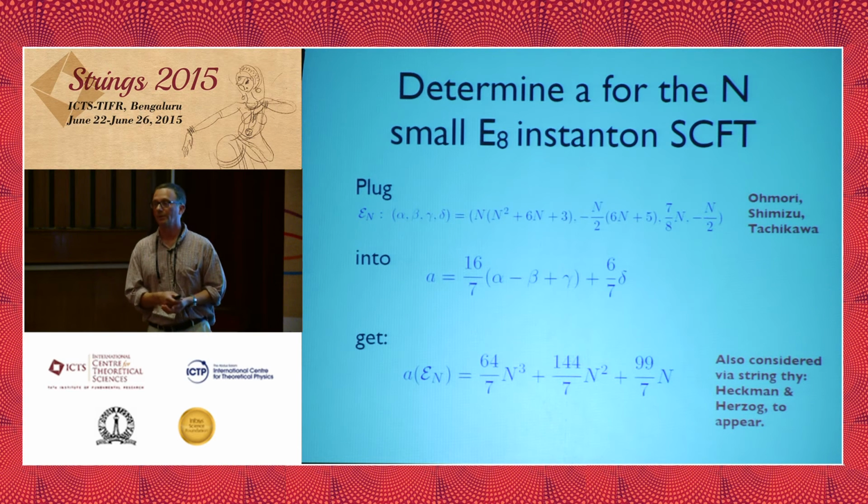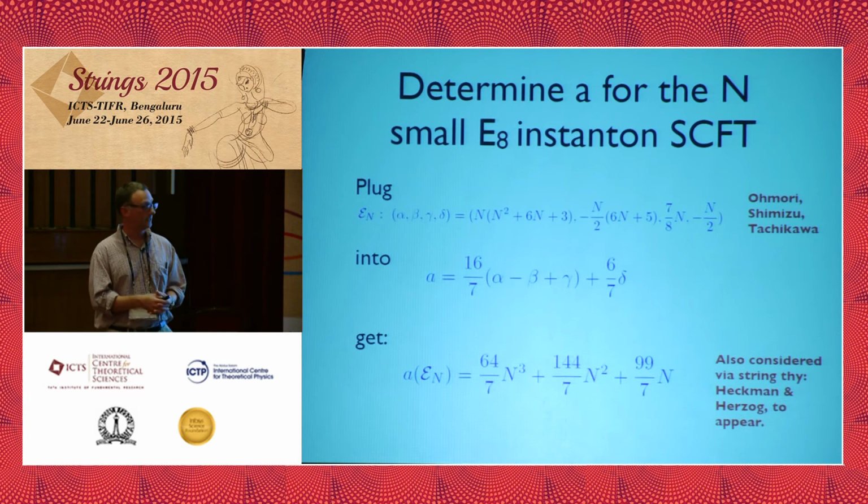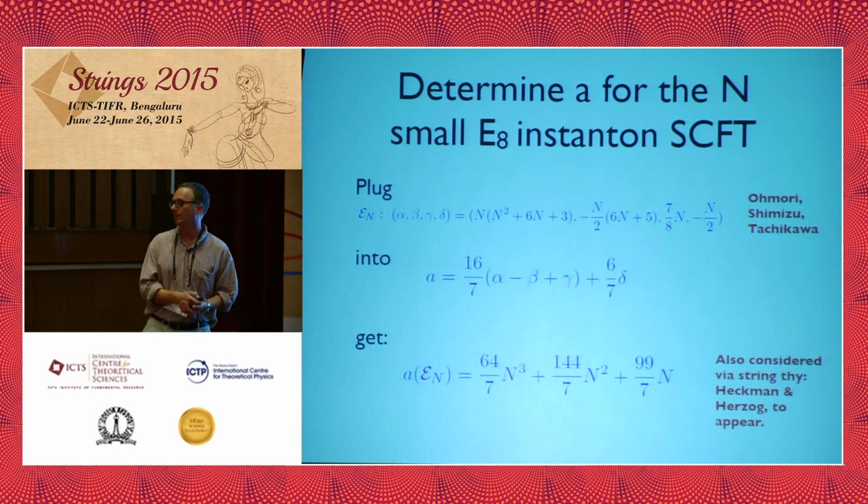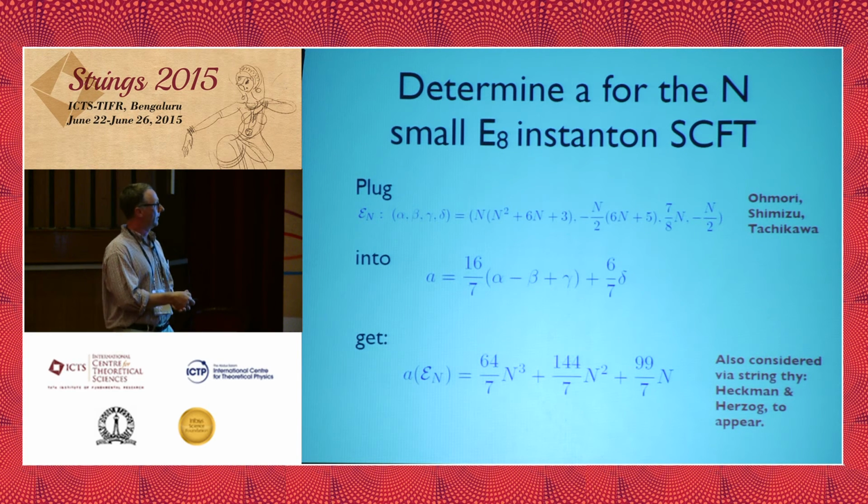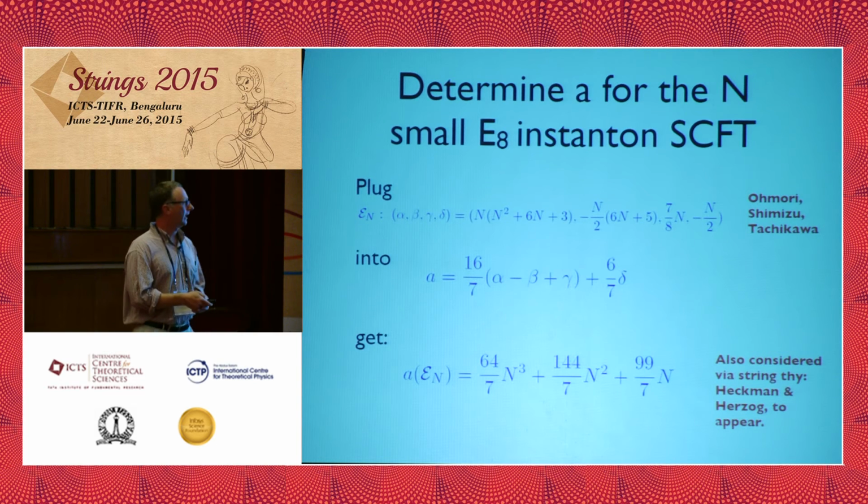So for example, we can look at the theory of n small E8 instantons. As I mentioned, the values of alpha, beta, gamma, delta for this theory were worked out by this group. And so we can plug that into this general formula, and we get this value for A. So A is some n cubed term, which could have been anticipated by a Z2 orbifold of the 2-0 case, and then some other terms. And this is also being considered in the context of string theory by Heckman and Herzog.